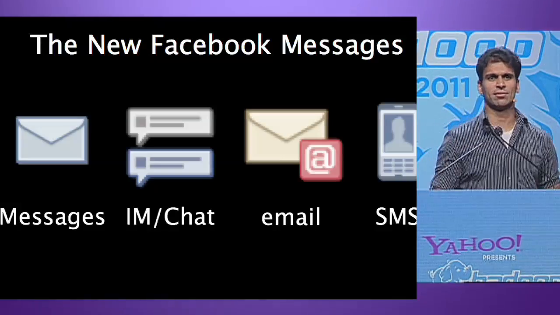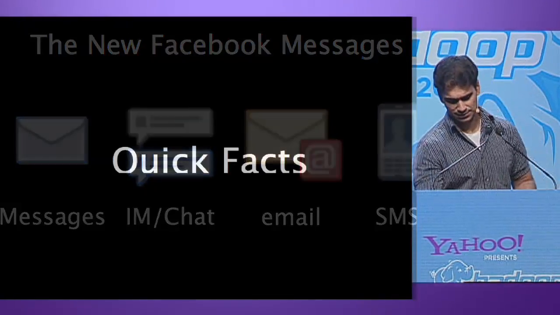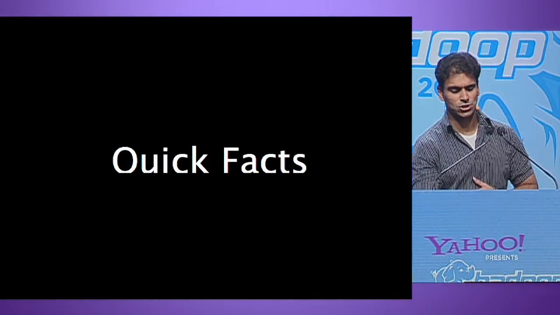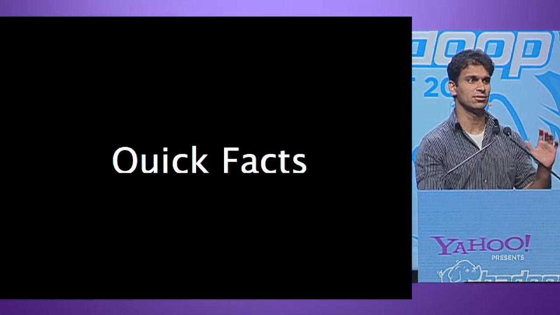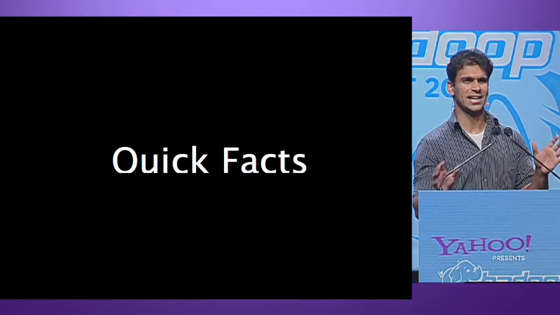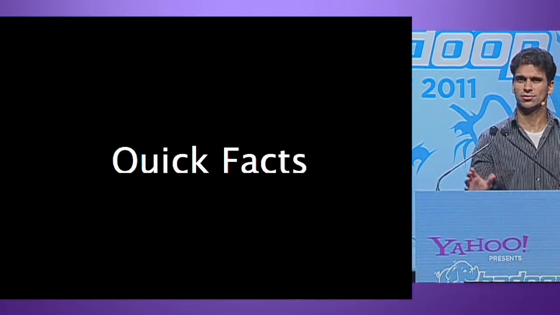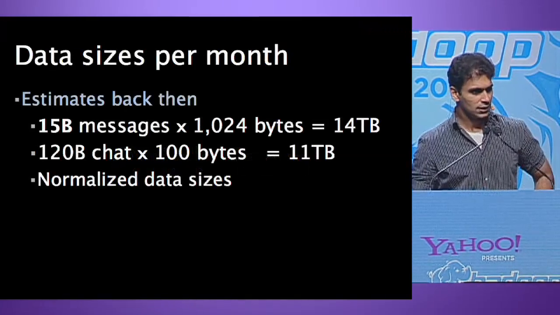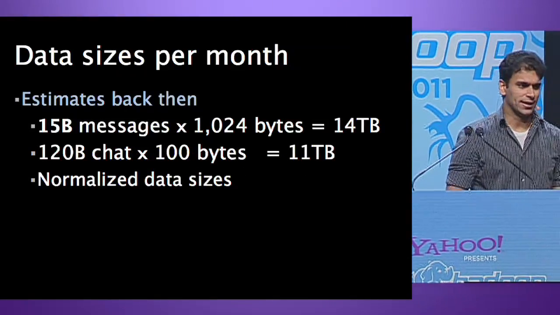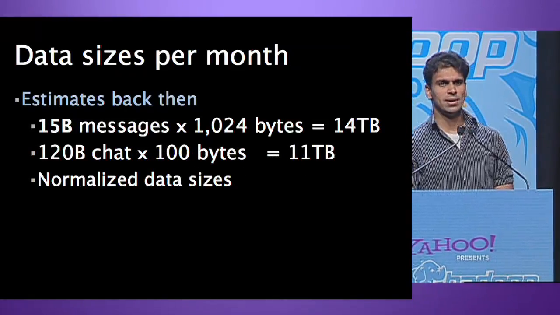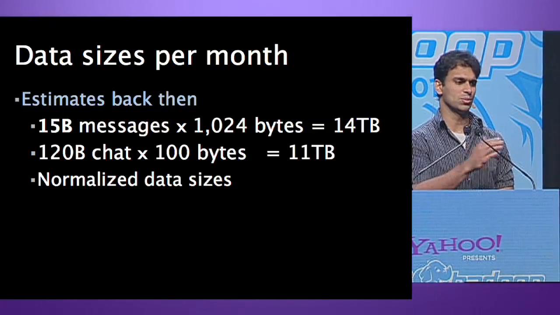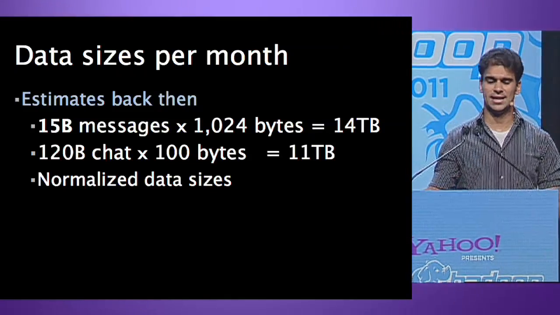So with that background, I'm going to give you guys some quick facts. We used HBase, HDFS, and MapReduce quite heavily to put this into production, so that's pretty much going to be the focus of the central theme behind the talk. So what did we estimate back then? We had about 15 billion messages coming in every month, and this was without SMS and legacy email.